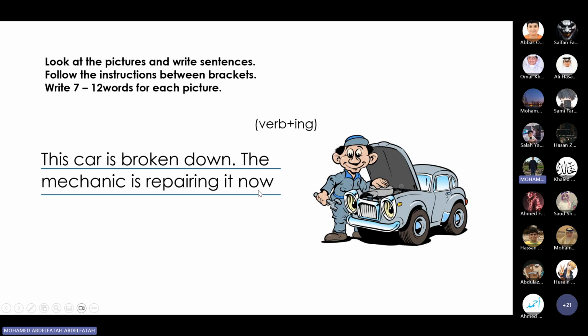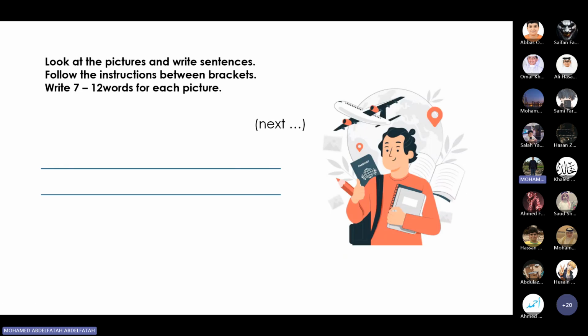You can say at the moment. Sometimes in the exam, he asks you to use now or to use at the moment. If the clue word is now or at the moment, that means you have to use verb plus ing also. Okay? This is a direct question. He asks you to use verb plus ing, but sometimes he asks you to use now or at the moment. Same answer.